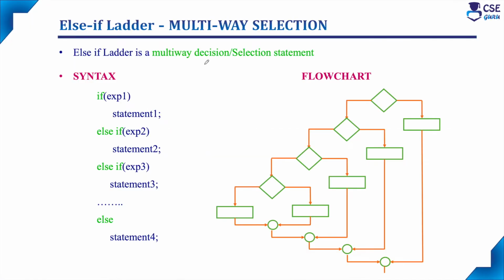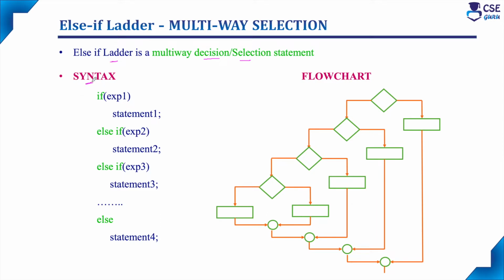The else if ladder is a multi-way decision or multi-way selection statement in C. In an else if ladder, many alternatives are present. Whichever alternative is evaluated to true, only that part of the statement will execute and the remaining statements will be skipped. So if you are considering among many alternatives, at a time only one alternative will be evaluated to true. Only that part of the statement will execute.